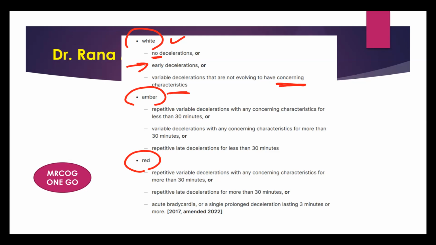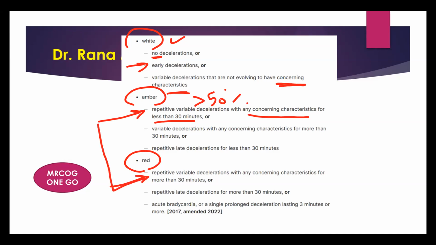So now there is no timing, but it has to be with no concerning characteristics. Okay? So now all this will be white. The amber, if we have repetitive, which means more than 50% of the contractions, with any concerning characteristics for less than 30 minutes. So it's repetitive with any concerning characteristic less than 30 minutes. So if it's more than 30 minutes, what I will do, I will go here in the red.